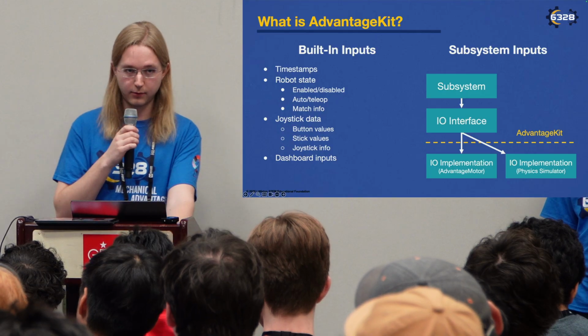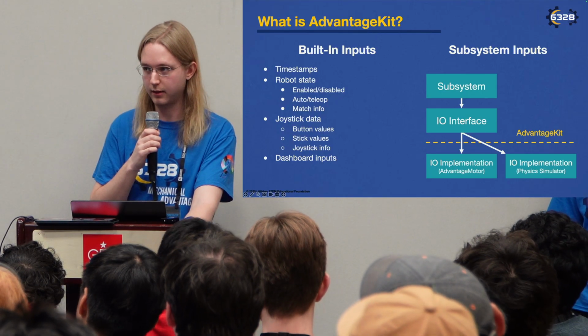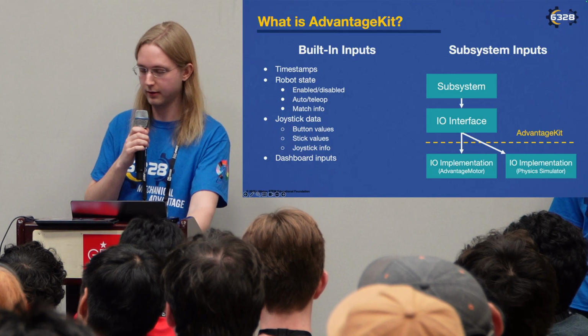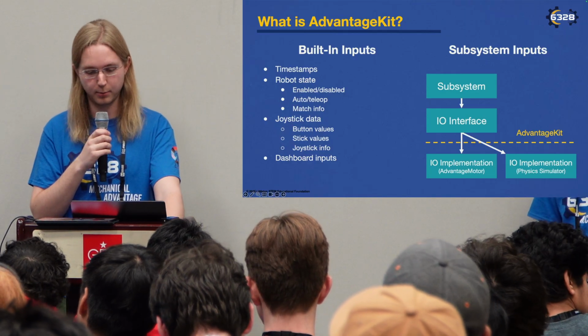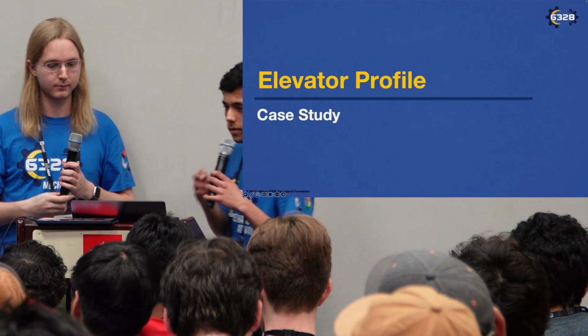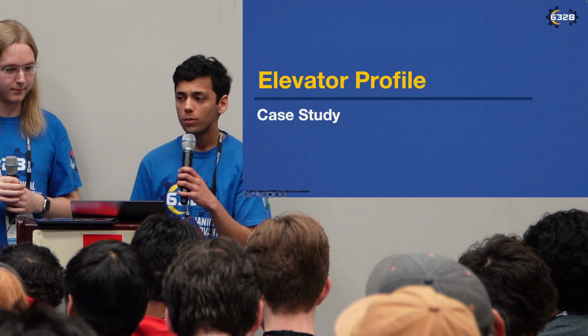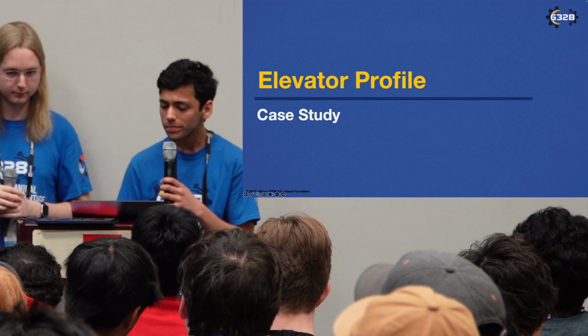Now, if you're curious for more details about what the code for all of this looks like, I'd encourage you to check the AdvantageKit documentation. There's lots of examples, much more in depth than we're able to cover here, and that'll be linked at the end of the presentation too. Yeah, so that was a lot of the what, and now hopefully we'll get into a lot of the when and the why we used all of this.